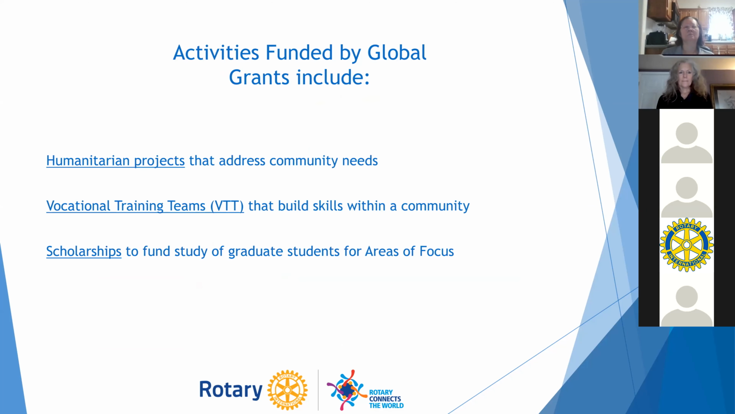There are three types of activities funded by global grants. Most commonly are humanitarian projects. Global grants can also fund vocational training teams, sending personnel with a certain skill set to another district to help train. And a vocational training team can be funded in conjunction with a humanitarian project, such as providing medical equipment for a hospital and sending a vocational team to train personnel in the use of that equipment.